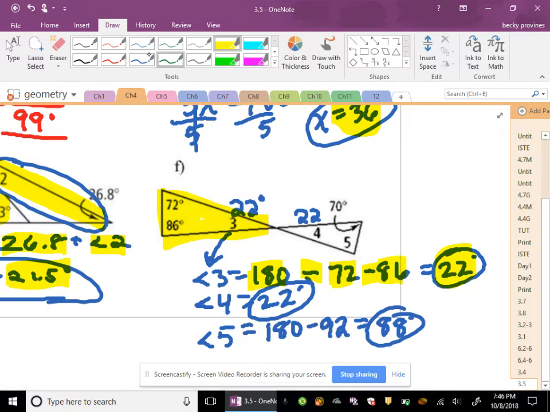Okay, now I also see vertical angles. So when you see vertical angles, you know those are congruent. There's really no work to show. You know angle 4 is 22. For angle 5, down here, again, I want to take my total of 180, and I'm subtracting this 90 and the 22, and I just happen to combine those together to get 92, and I get a total of 88.